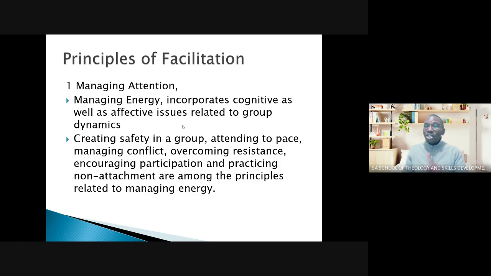In your facilitation, communication activity, or your functionality as a facilitator, there's no way you are going to manage a class or a group when you have not managed attention. Attention is key. How do you manage attention?